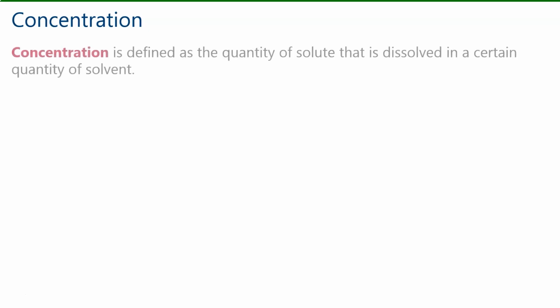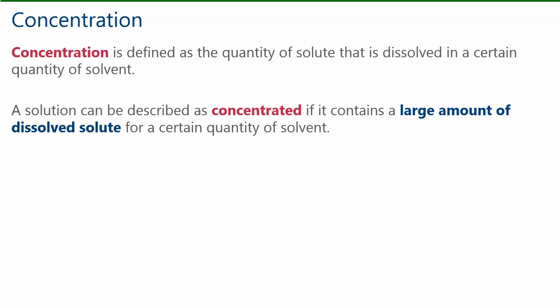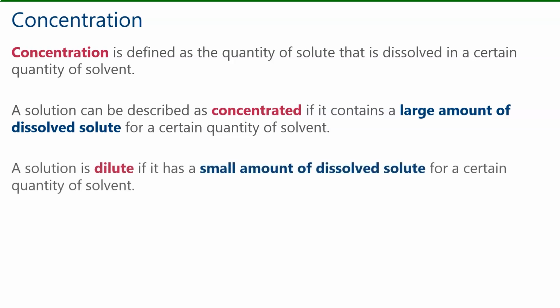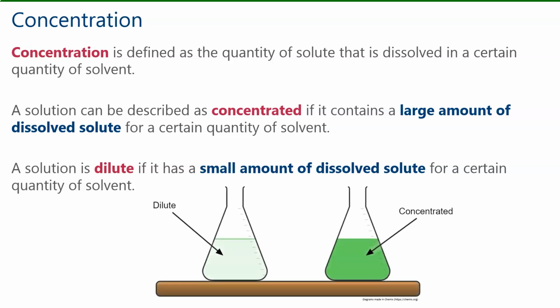First, let's review the concept of concentration. You learned about this in grade 7 science. Concentration is defined as the quantity of solute that is dissolved in a certain quantity of solvent. A solution can be described as concentrated if it contains a large amount of dissolved solute for a certain quantity of solvent. A solution is dilute if it has a small amount of dissolved solute for a certain quantity of solvent. Let's look at these two examples.